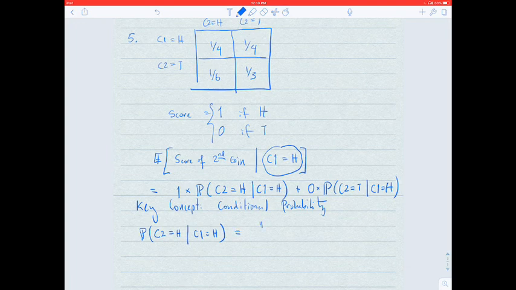This is equal to the probability of the joint. So probability of coin 2 equals heads and coin 1 equals heads divided by the probability that coin 1 equals heads. So this top value is given. It's the upper left element of our table, 1/4. And the bottom value we computed in exercise 3. We computed this to be 1/2. So this value is 1/2. 1/4 divided by 1/2 is 1/2. And therefore the answer is 0.5.